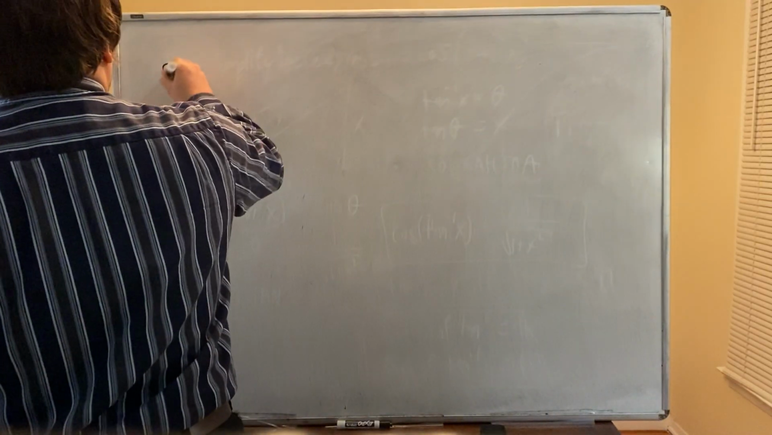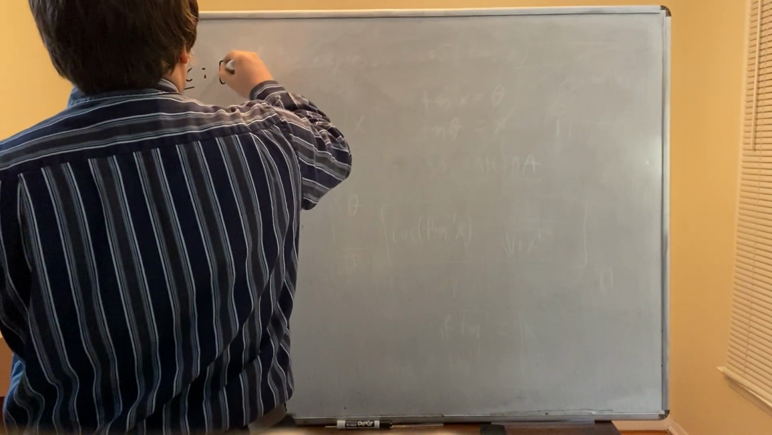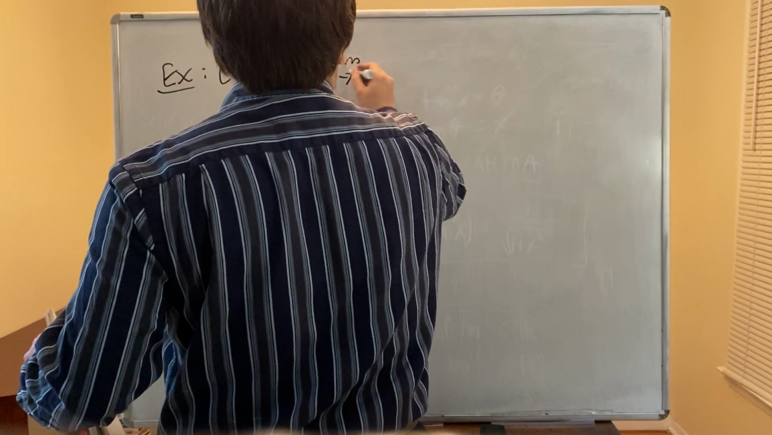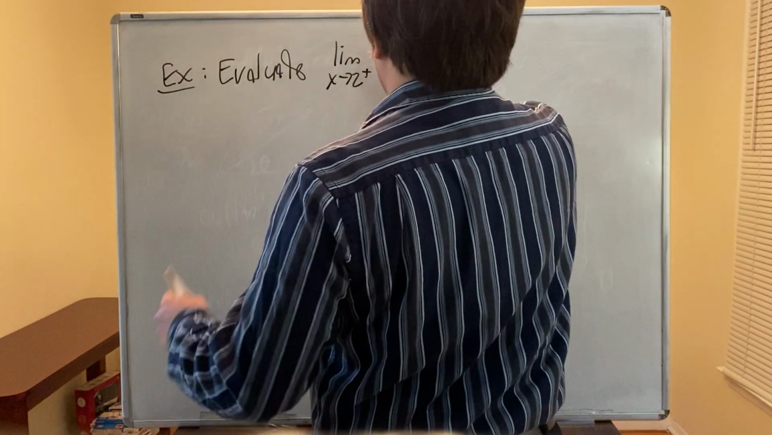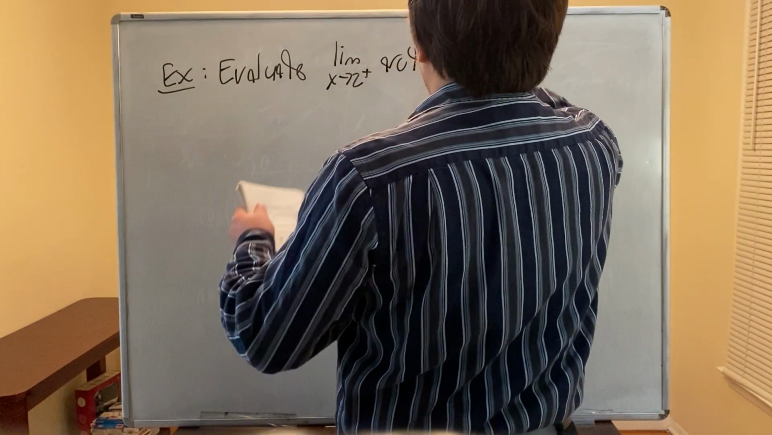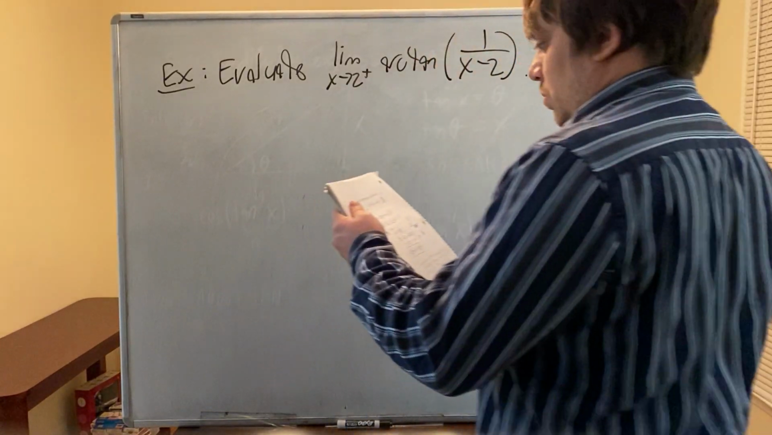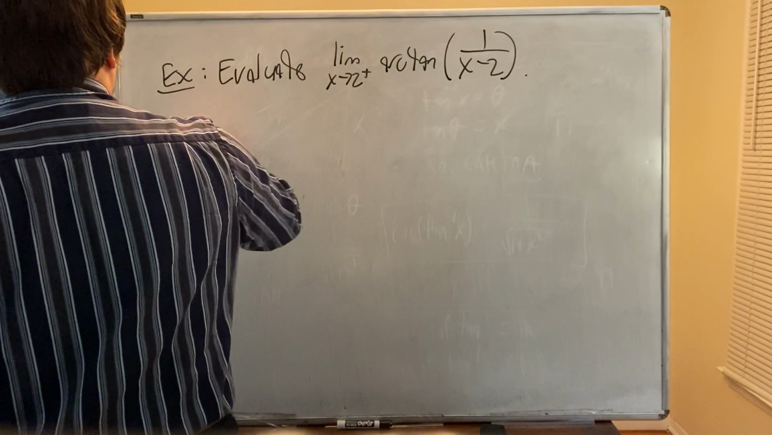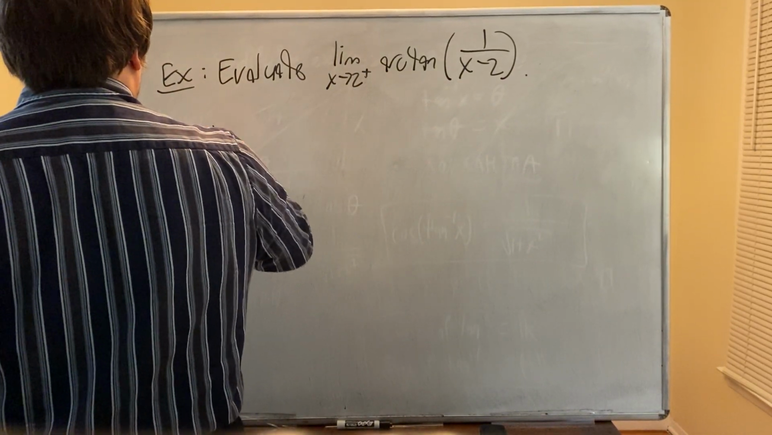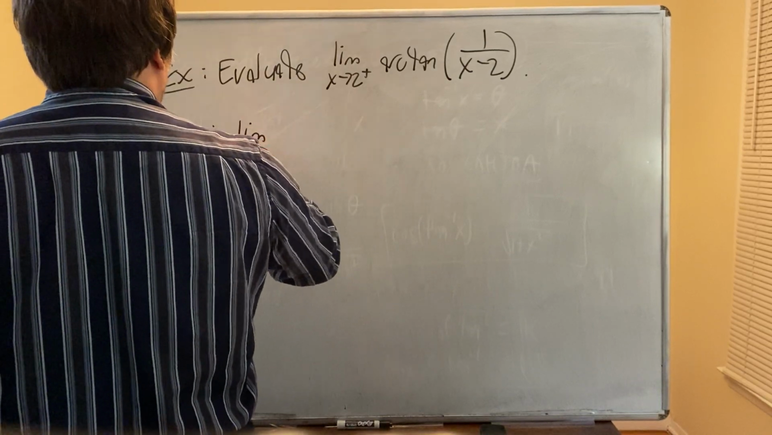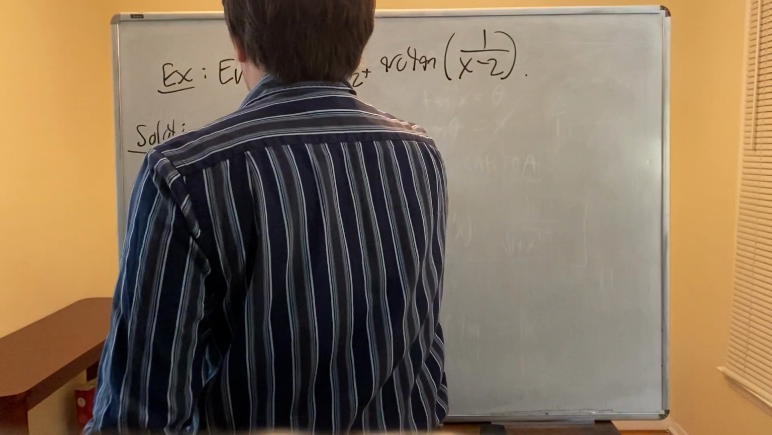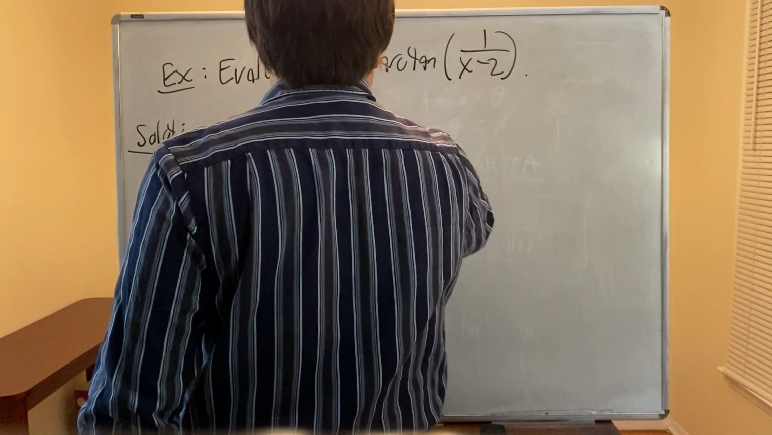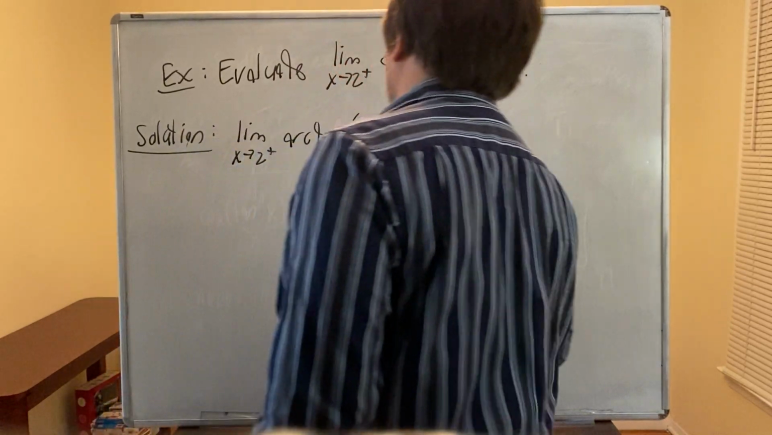Okay, so next example, evaluate the limit as x approaches 2 to the right of arc tan of 1 over x minus 2. Solution. Okay, the limit as x approaches 2 from the right of arc tan of 1 over x minus 2.